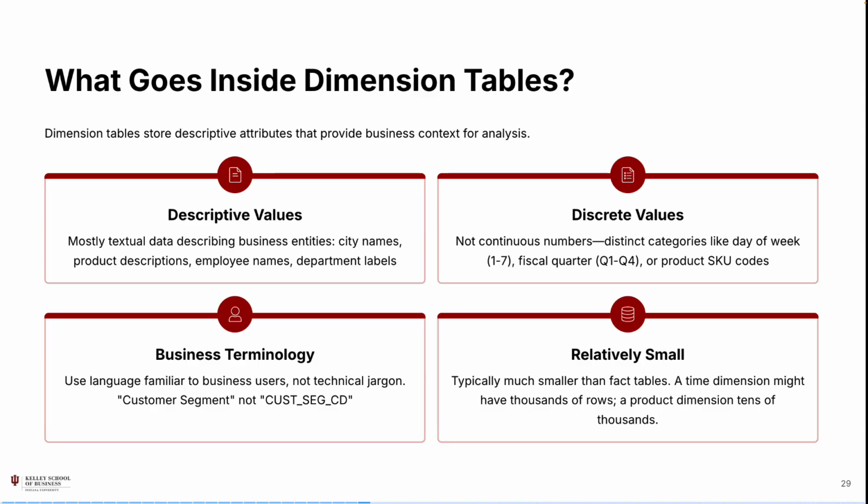So these dimension tables store descriptive values such as city names, product names, employee names, department labels, and so forth. They also focus on discrete values, and they do not store continuous numbers. They have distinct categories such as days of the week or the quarters or specific product SKU numbers. And in dimension tables, we use business terminology that is very familiar to end users. Also, the primary keys are surrogate keys, which we will discuss next.